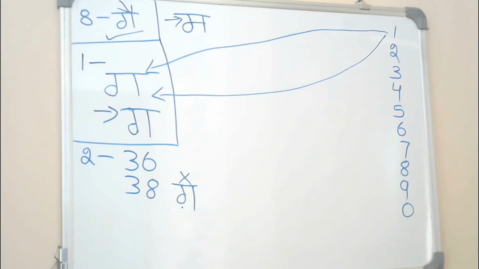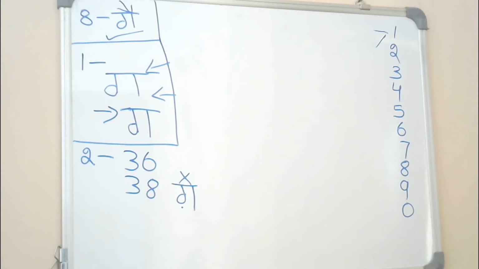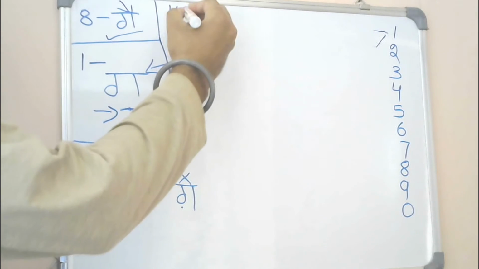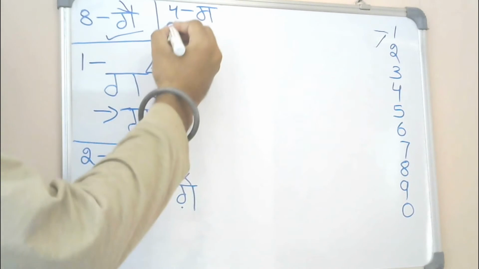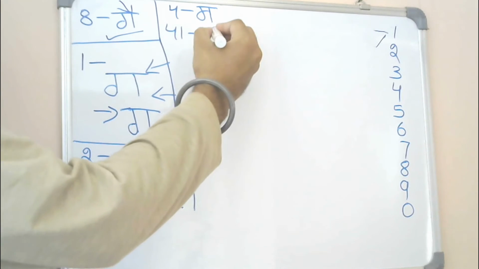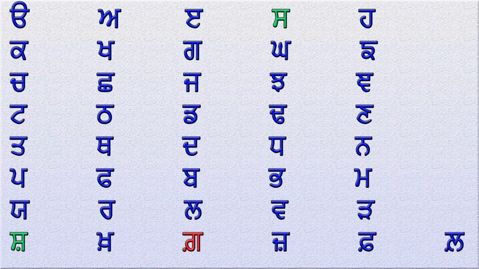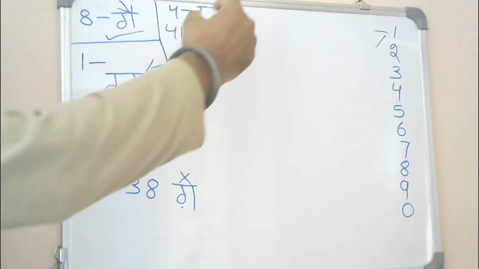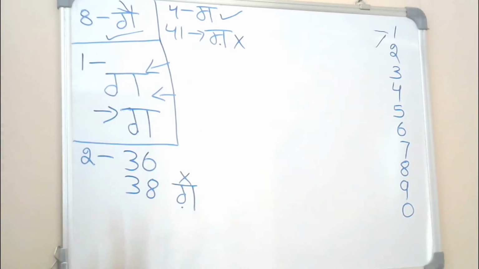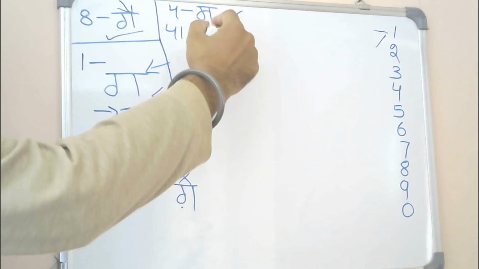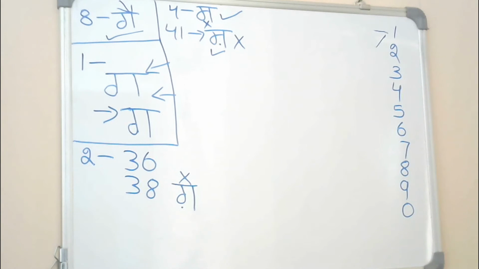And the same thing is true for the 4th letter. If you look at the 4th letter, my 4th letter was this. And the 41st letter is this letter and a small dot here. These two are two different letters. Wherever you are using this letter, you cannot use this letter. And the vice versa is also true. Wherever you are using this letter, you cannot use this letter. So this is the difference between two letters.